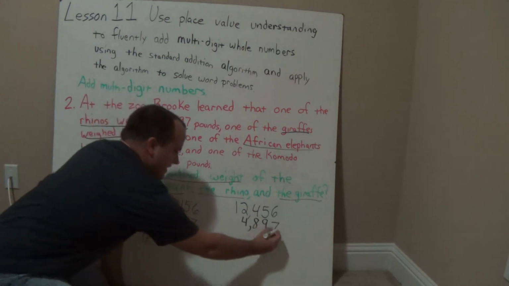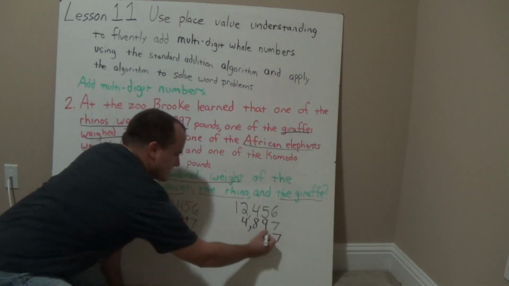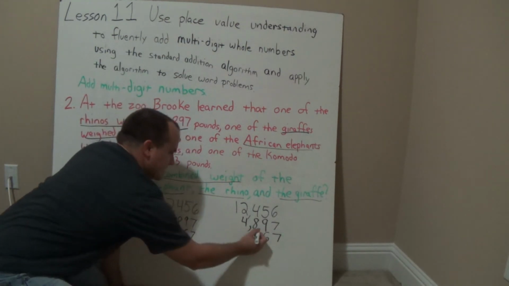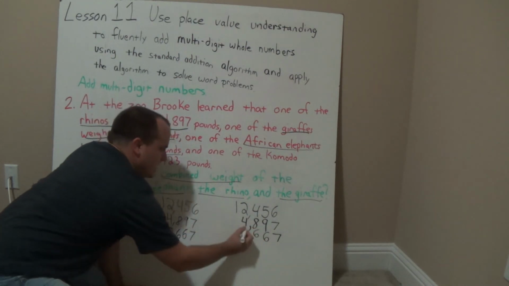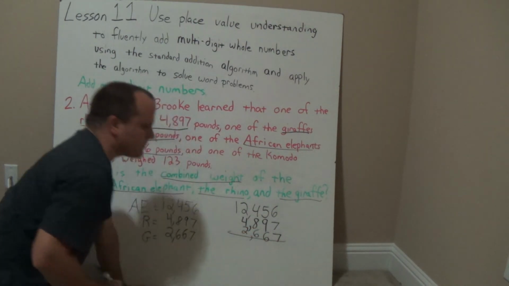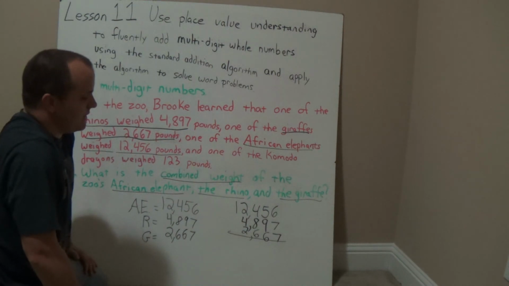Then my giraffe. A 7 in my ones place, a 6 in my tens place, a 6 in my hundreds place, my comma, and a 2 in my thousands place. Now just simple addition here.